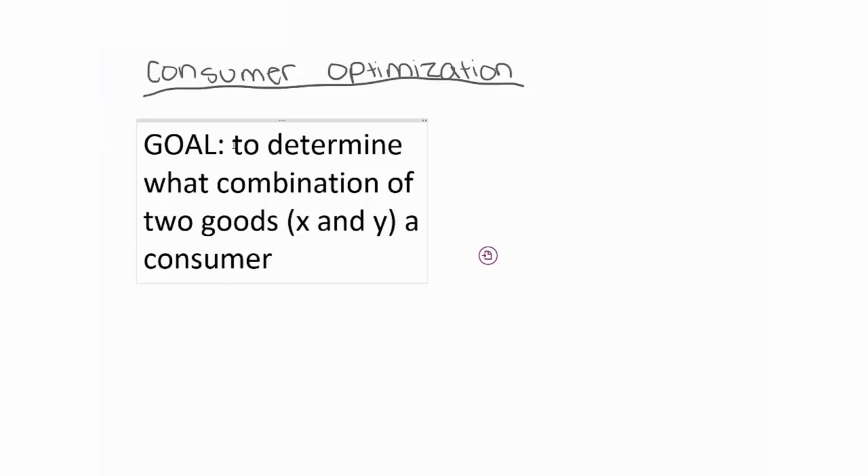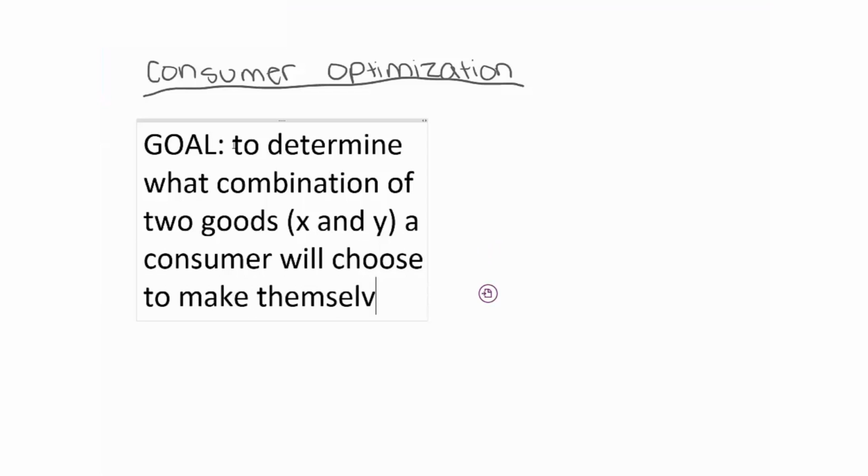This is one of my favorite topics in microecon. It's a really interesting thing that we're doing here. What we're doing is we're talking about how consumers make decisions and what decisions they're going to come to. Putting that more concretely, the actual goal here is to determine what combination of two goods, X and Y, a consumer will choose to make themselves as happy as possible.